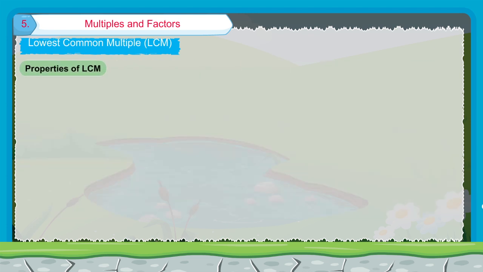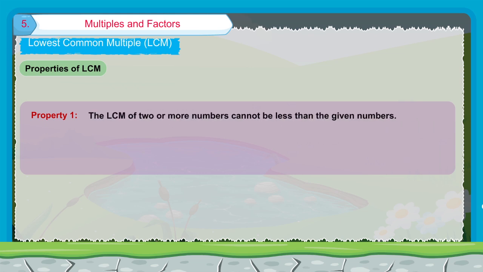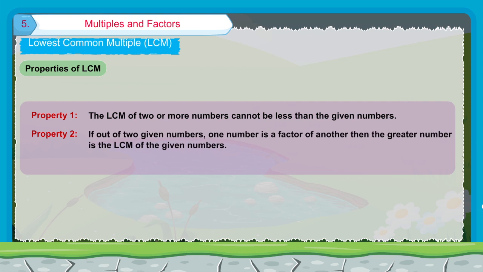Properties of LCM. Property 1. The LCM of two or more numbers cannot be less than the given numbers. Property 2. If out of two given numbers, one number is a factor of another, then the greater number is the LCM of the given numbers. Property 3. The LCM of two co-prime numbers is their product.